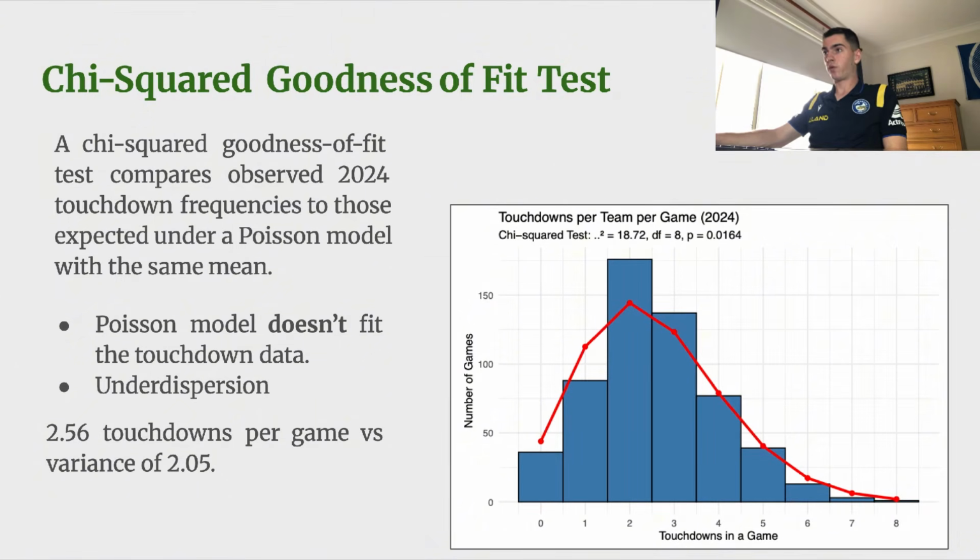For 2024, the league averaged 2.56 touchdowns per team per game. However, the variance was only 2.05. That mismatch breaks the Poisson assumption that the expected value equals the variance, and the chi-squared test returned a p-value of 0.0164, which is below the 5% significance level. Statistically, this gives us evidence to reject the idea that touchdowns follow a standard Poisson distribution.